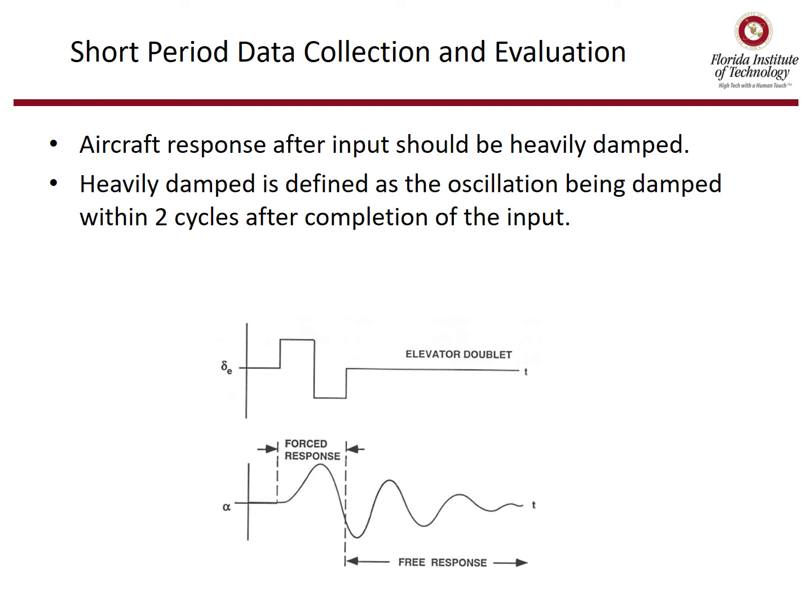For data collection and evaluation, an aircraft response after the input should be heavily damped. We know that. Heavily damped is defined as the oscillation being damped within 2 cycles after completion of the input. So we really analyze the response once the input of the doublet is back to neutral. Then we look at the free response and look at overshoots and damping ratios and complete the analysis, again, free response.